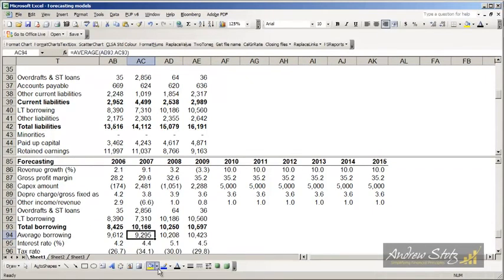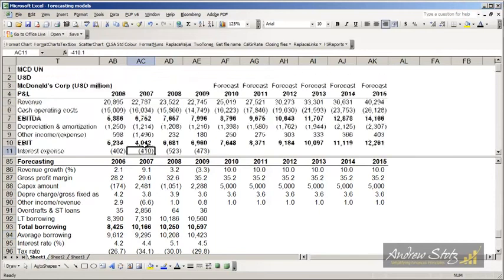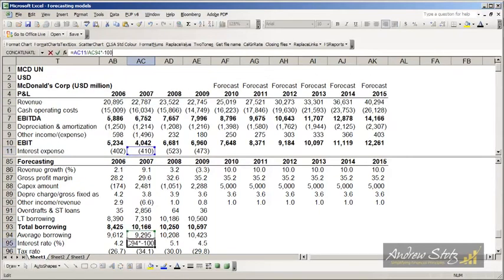and that tells us our debt outstanding. Then I can go back up to our profit and loss statement and look at our interest expense, and I can say let's divide that interest expense, which is AC 11 here, divided by the AC 94, which is our average borrowing. We multiply times minus 100 because it's a negative up here and we just want to see it as a positive down here. And we can see in this case McDonald's interest costs was about 4.4%, 5.1, and then 4.5.